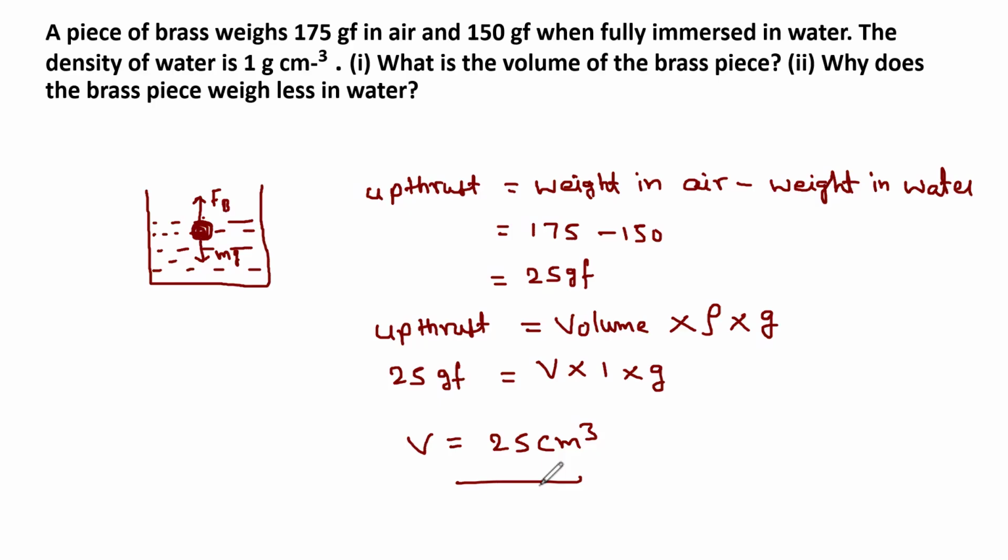Sometimes in this type of question, they can ask you to find the density of the brass as well. Here the mass of the brass is 175 gram and volume is 25 centimeter cube. So from this you can get the density as well. Density is equal to mass by volume. Okay. So that's it in this question. It is a very simple question.